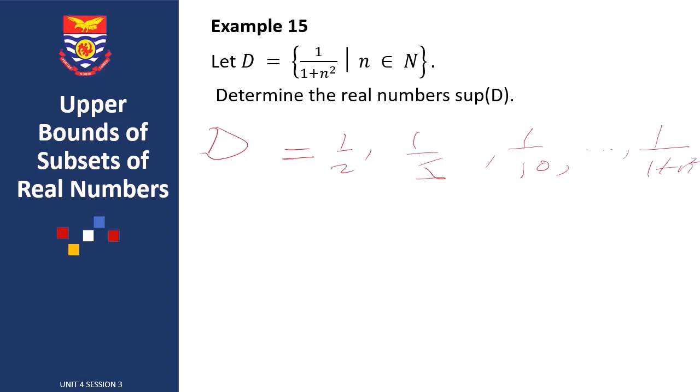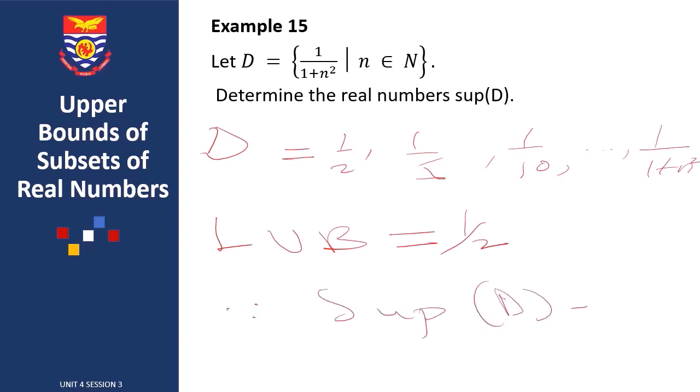So what can we see about this? You can see that the set D is bounded above, and the LUB is actually equal to half. Therefore, the sup of D equals half. Okay, so that is the least upper bound for this example 15.